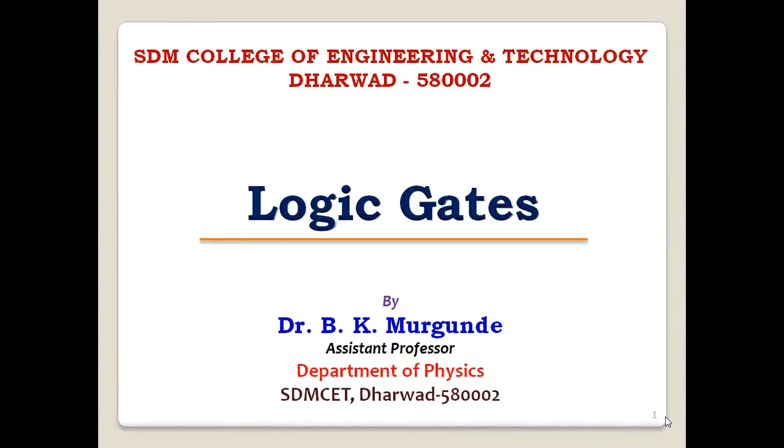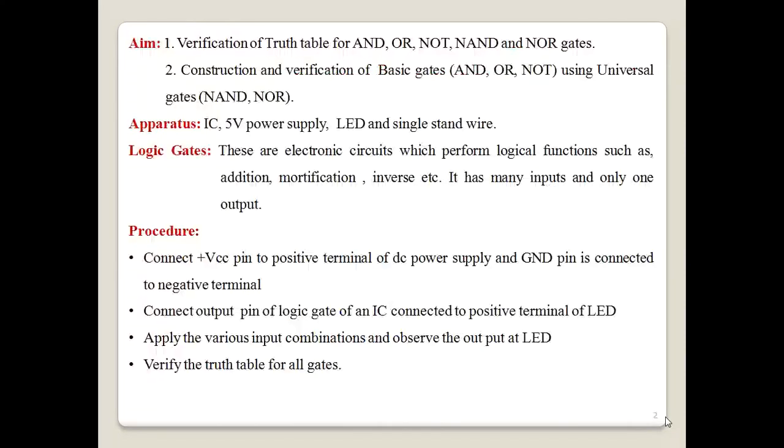Today I am presenting my laboratory experiment on logic gates. The aim of the experiment is verification of truth table for AND, OR, NOT, NAND and NOR gates, construction and verification of basic gates by using universal gates. The apparatus used in this experiment is ICs, 5-volt power supply, LED and single strand wires.